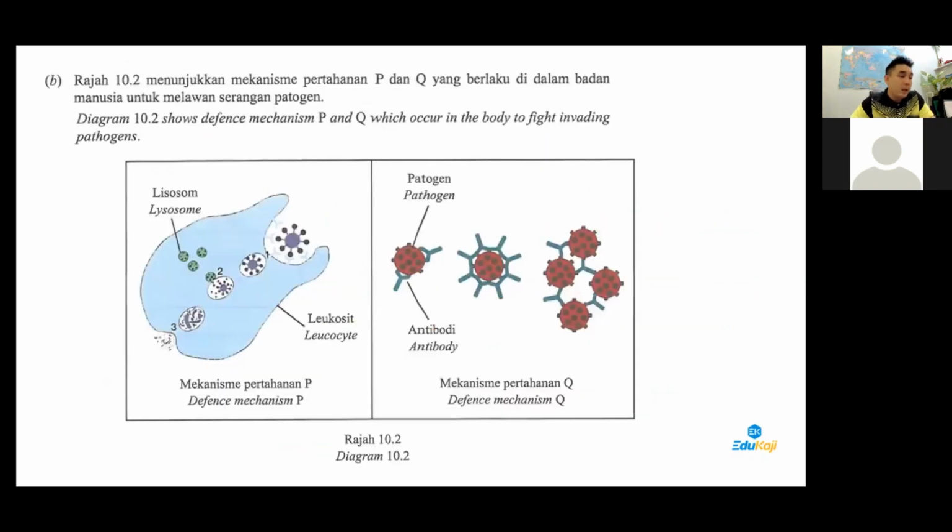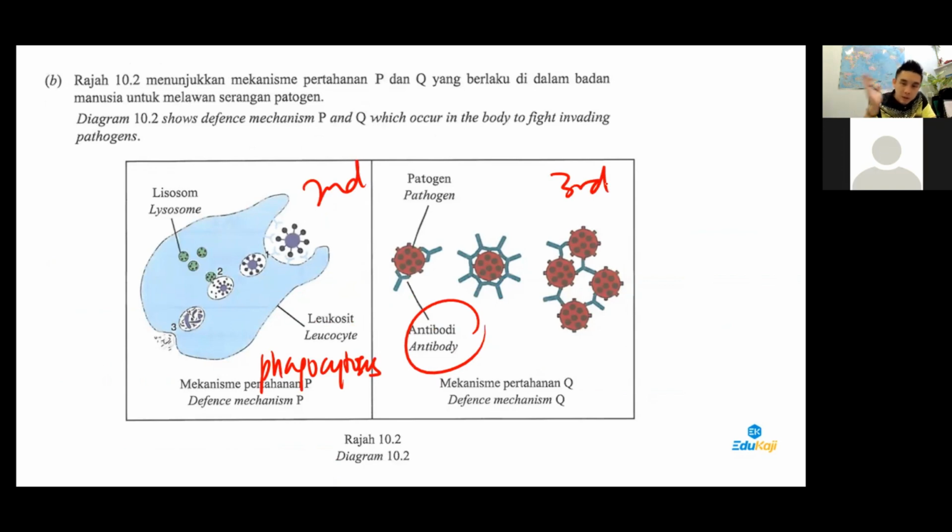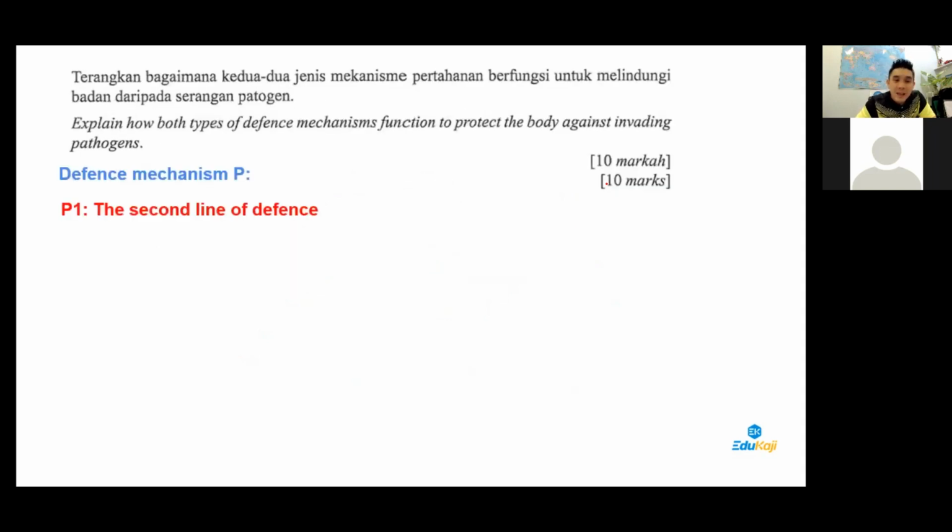Okay, B. Guys, B here, before we look at the question, this is phagocytosis, while on the right-hand side, antibody is third line. So second line, third line. Barisan pertahanan kedua dan juga barisan pertahanan ketiga, second and third line. Here we got 1 mark already. So this is the second line of defense because the white blood cell here is a phagocyte.